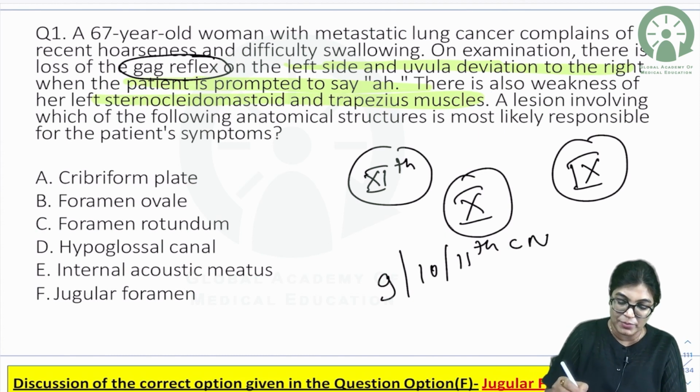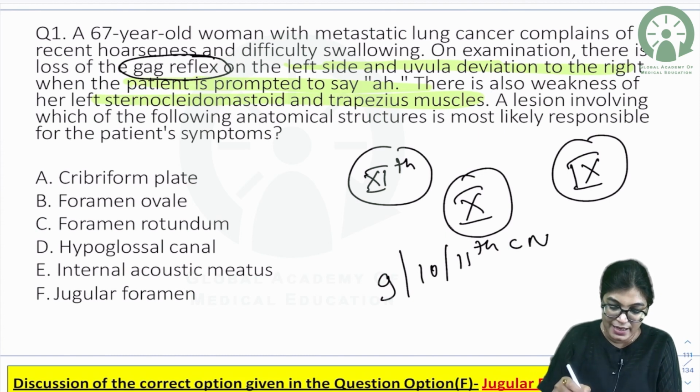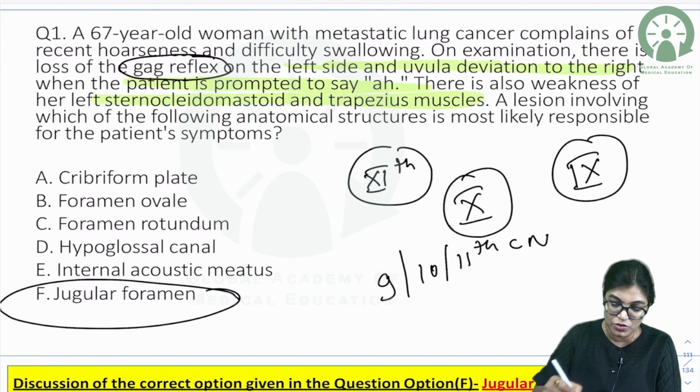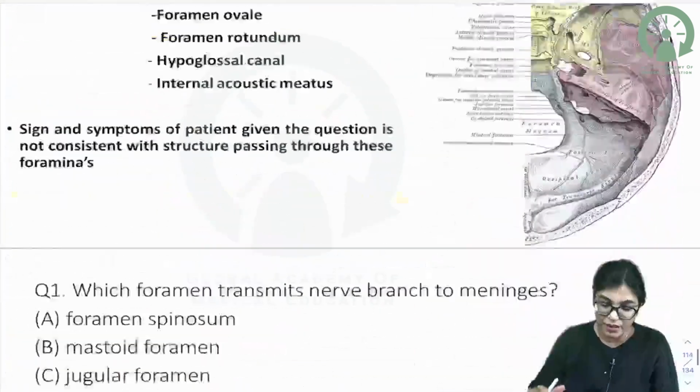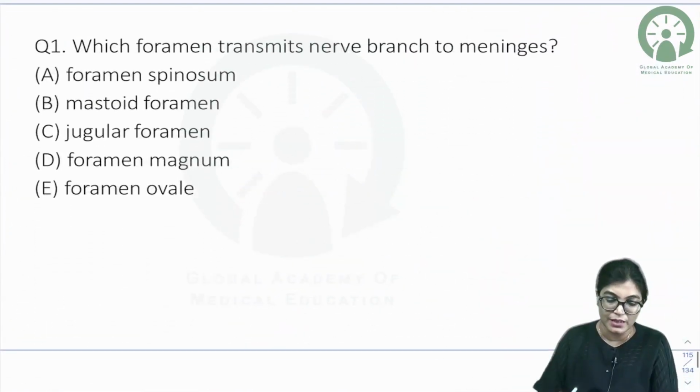So which is the foramina involved? The answer is jugular foramen. So the correct answer is jugular foramen. Got it? Now let's talk about the other MCQs.